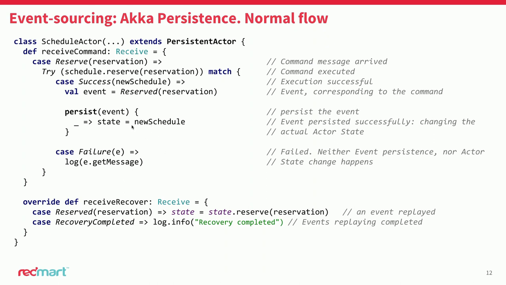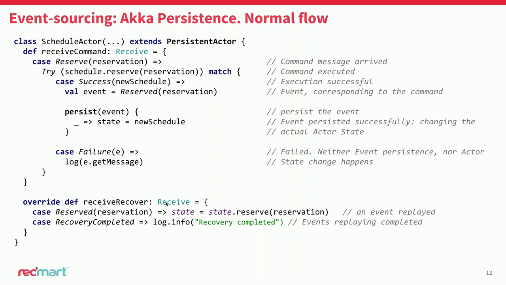Everything clear. Of course, in case of failure, nothing happens. Neither persistence nor changing the state. So that's fine. So this is like normal flow. Then when our actor crashed or we just restarted normally, receive recover.